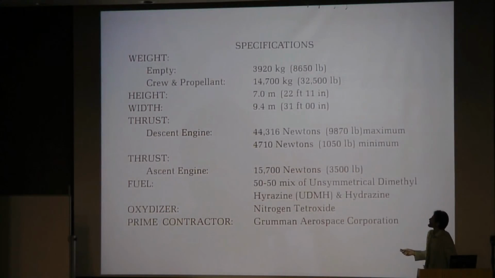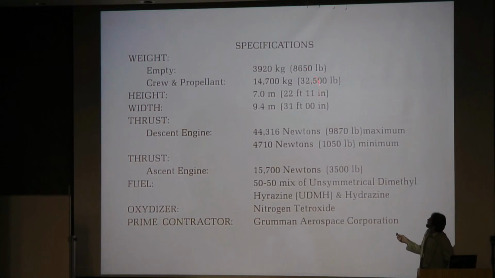Now look at the contrast here. If you look at the total thrust of the descent engine, the descent engine is the one for coming down. That's the biggest motor, the one on the bottom, right? The descent engine's thrust is about 10,000 pounds maximum. But if you actually look at the weight of the crew and propellant and everything else, it's about 32,000 pounds.